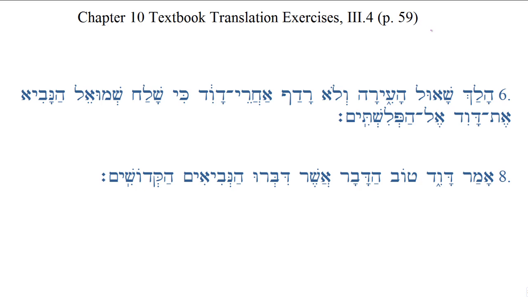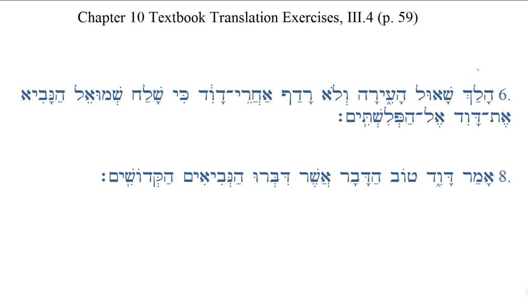We're continuing on with the translation exercises from Chapter 10 of the Fuller and Choi textbook. These are found on page 59. We're going to look at number 6 and number 8. So we'll begin with number 6. Halach Shaul ha'ira v'lo radaf acharei David. Ki shalach Shemuel hanavi et David el ha'pilishtim.